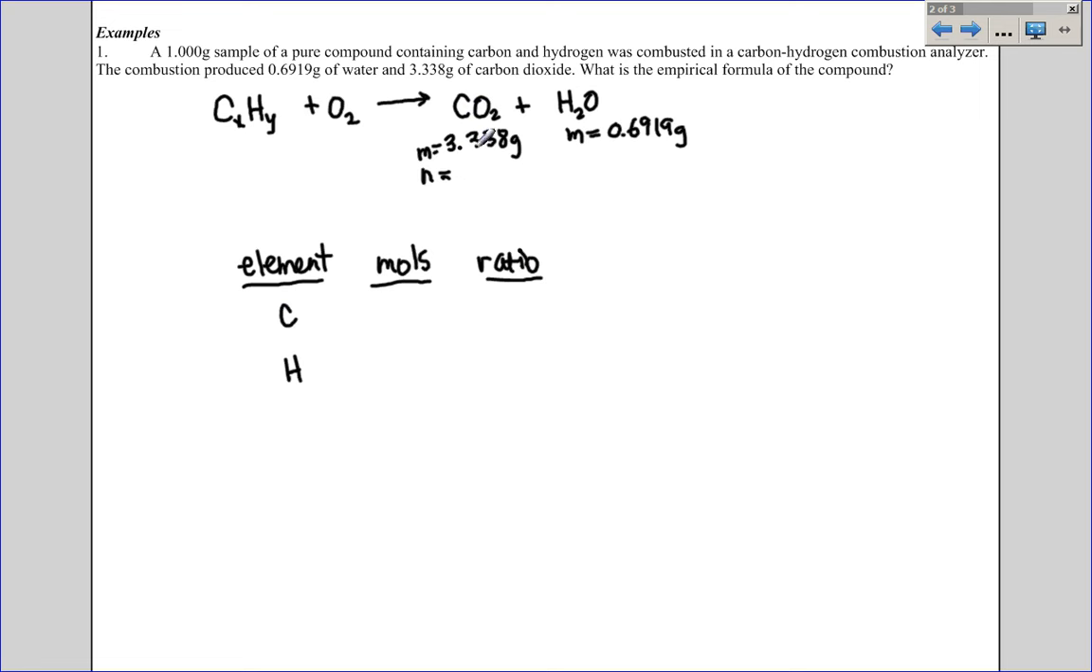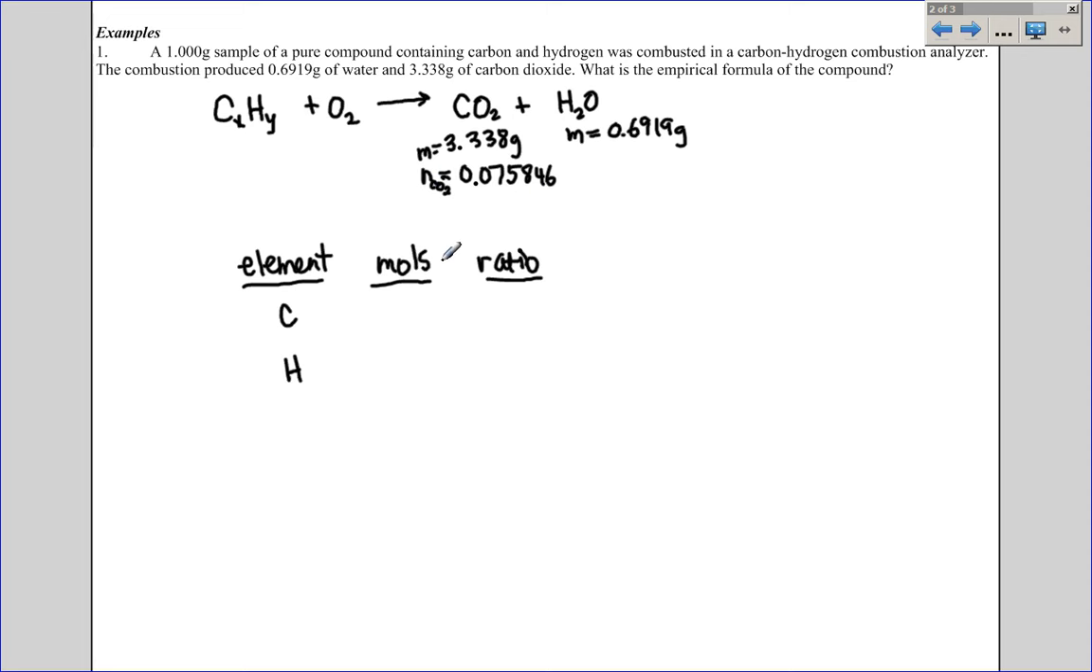So we can find the moles of carbon dioxide by dividing by the molar mass. The molar mass of carbon dioxide is 44.01. So if we take that molar mass, we can use it to find the moles of carbon dioxide, which are 0.075846. Now this is the moles of the carbon dioxide. So sometimes what I do is I actually put a little subscript, so this is the moles of carbon dioxide.